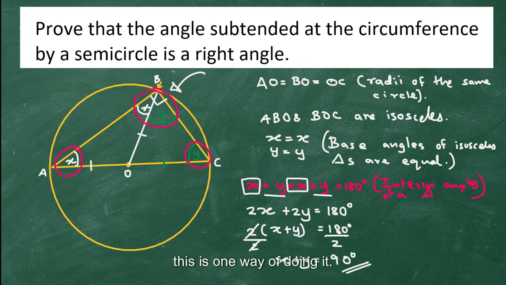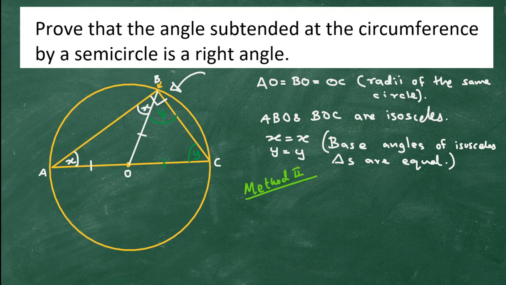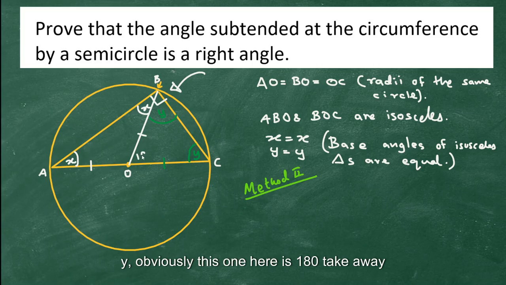Now, this is one way of doing it. Some people do it in a slightly different way, which is also correct. Let me show you that method now. So even in the second method, up to this point, everything else is the same, but now we do something different. Now, if this is y and this is y, obviously this one here is 180 take away 2y.